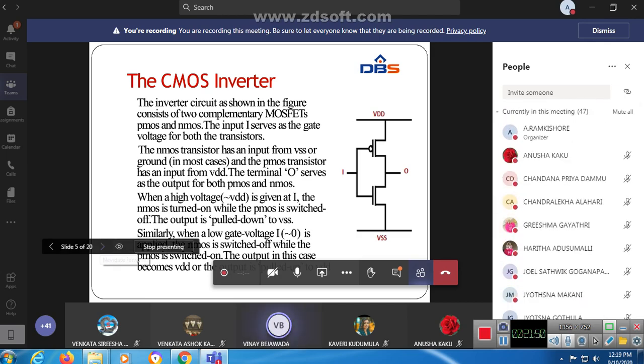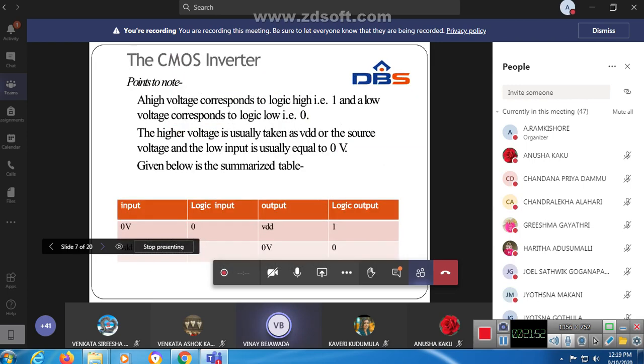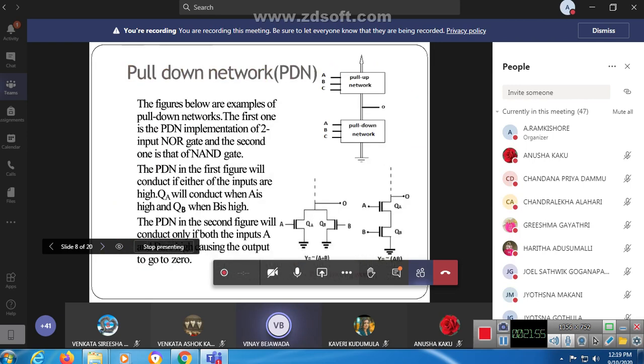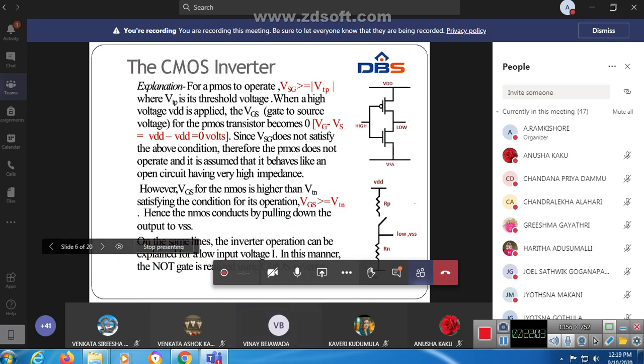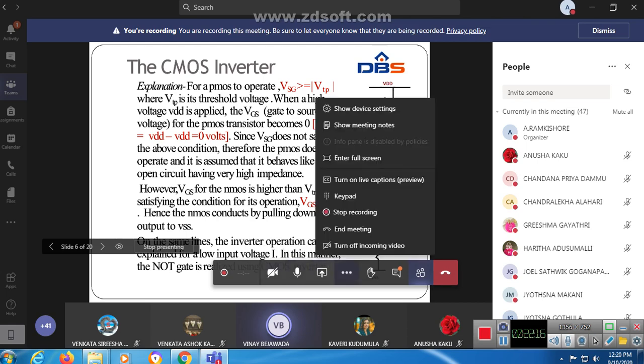So next, we have to learn the CMOS inverter concept, that is the CMOS inverter. Before going to the CMOS inverter, we have the CMOS logic levels, so that is CMOS.